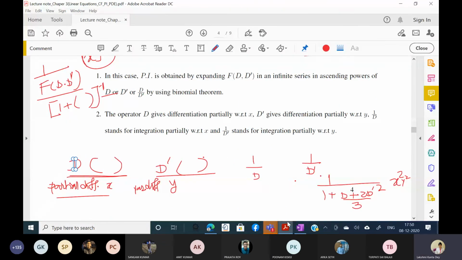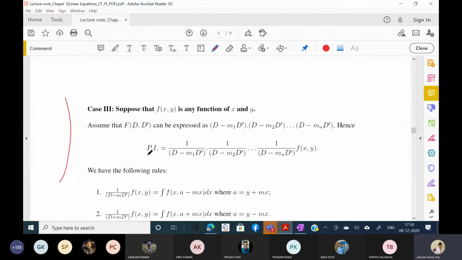Okay, now come back. The first two parts are over. Another case, suppose your f of x comma y is any function of x and y, and this operator f(D, D') can be expressed in this way. That means it is reducible. You can reduce this operator as (D minus m1 D') into (D minus m2 D') into, in this way, (D minus mn D').